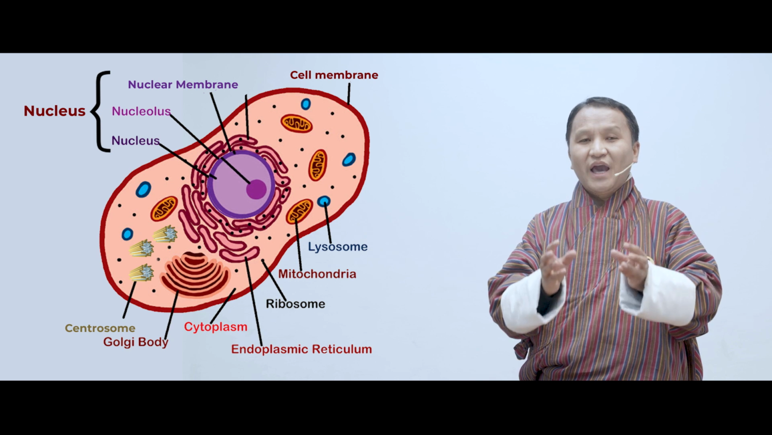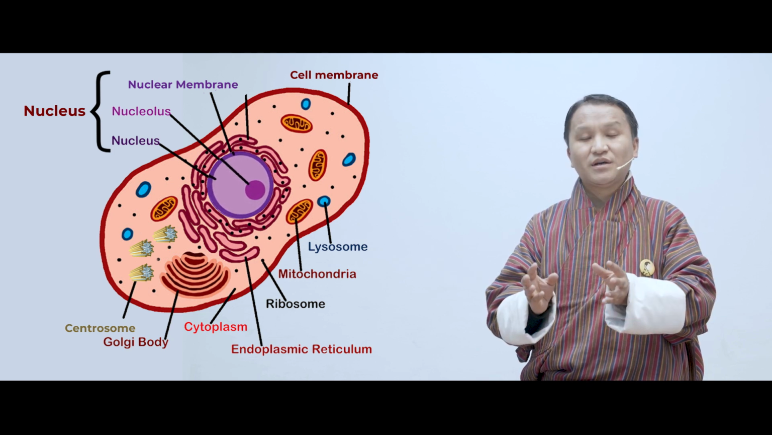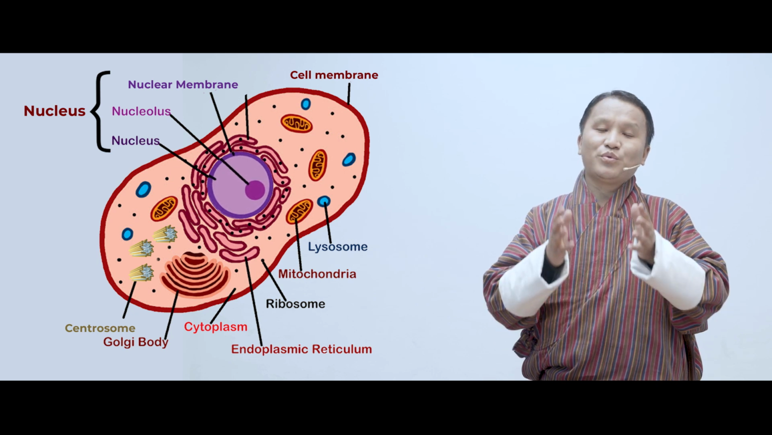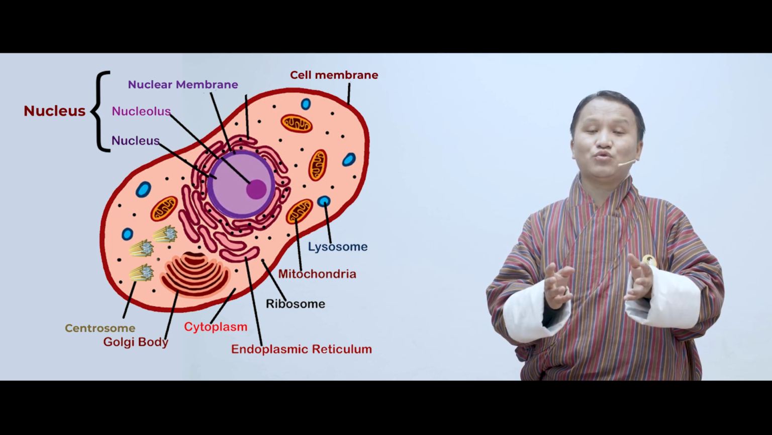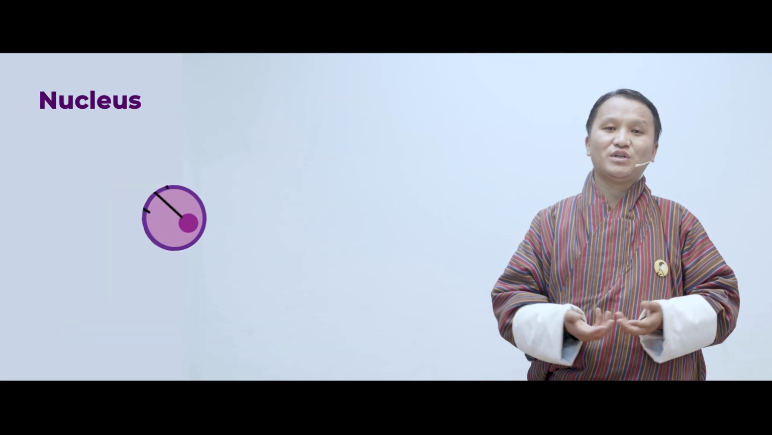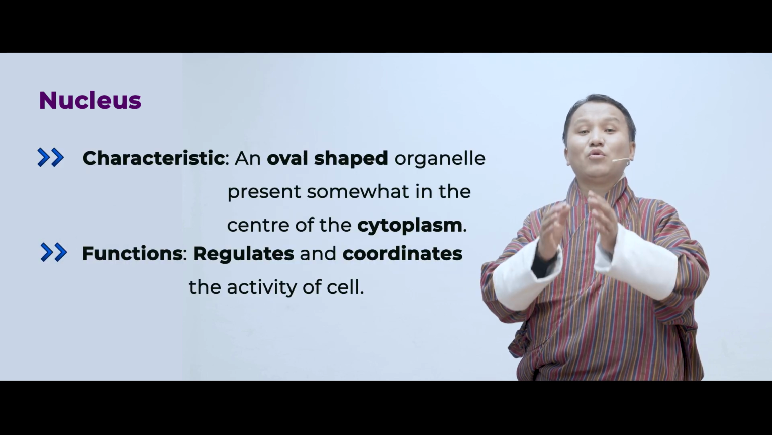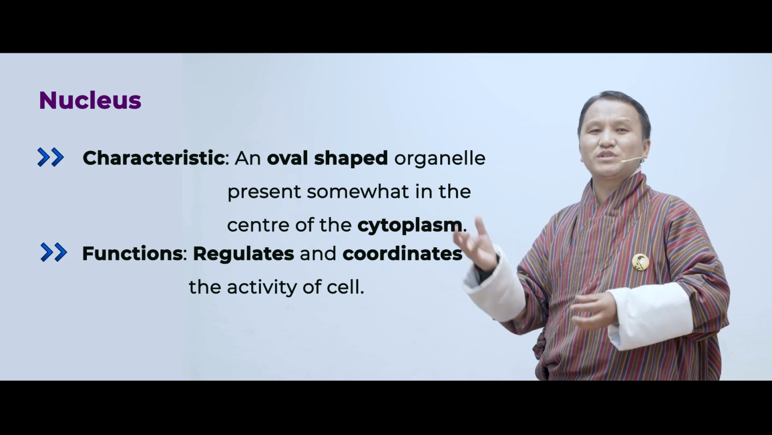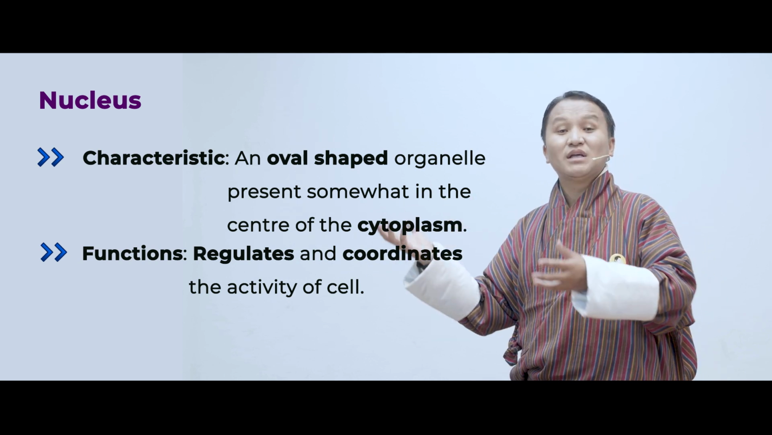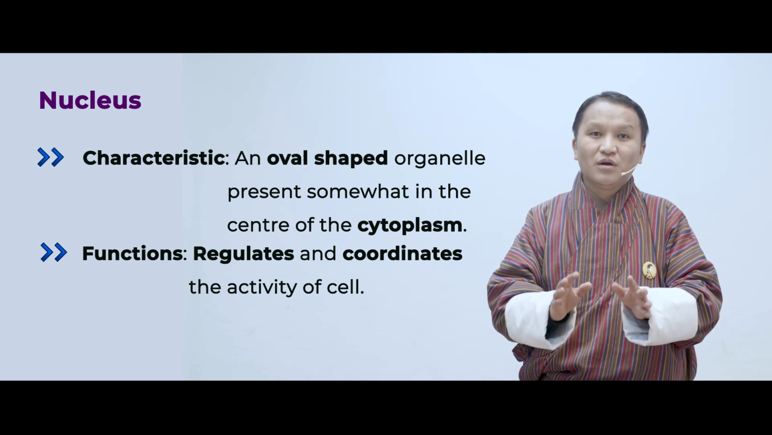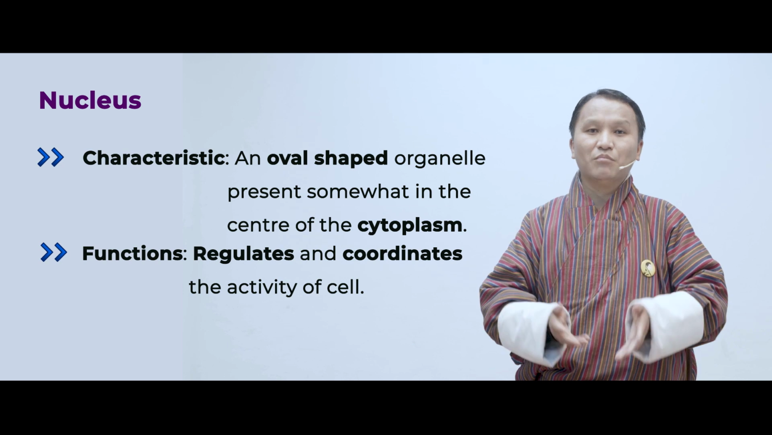Nucleus can be to some extent compared with the brain in our body. With that statement, I'm sure you might have understood the characteristic or the function of nucleus. By character, nucleus is almost a spherical or oval-like structure which is found almost at the center of plant cell or towards the periphery in animal cell. But the location should not matter much.